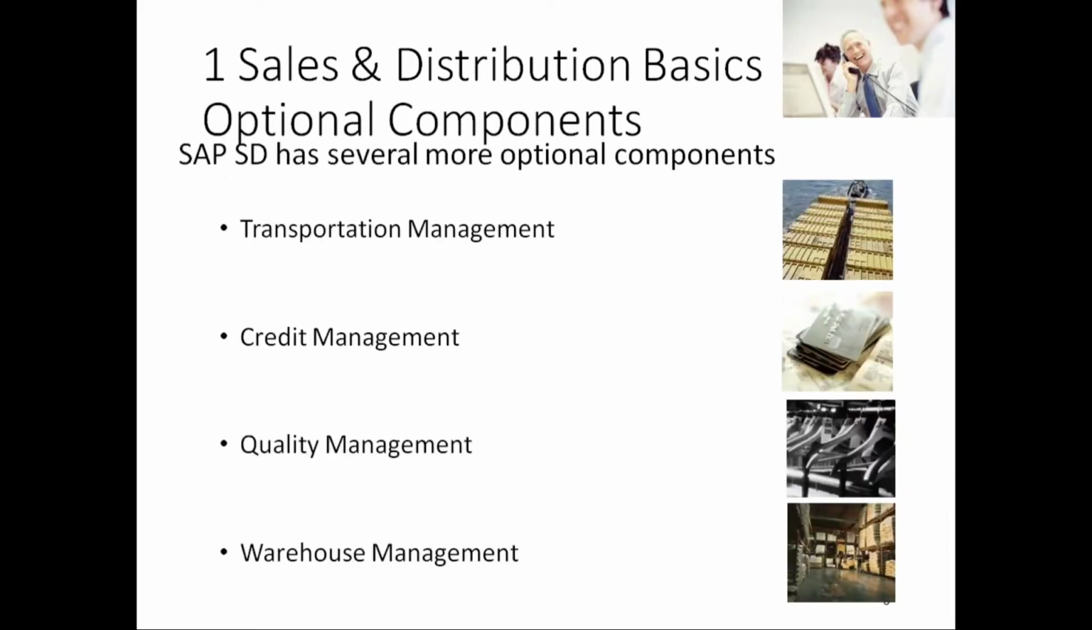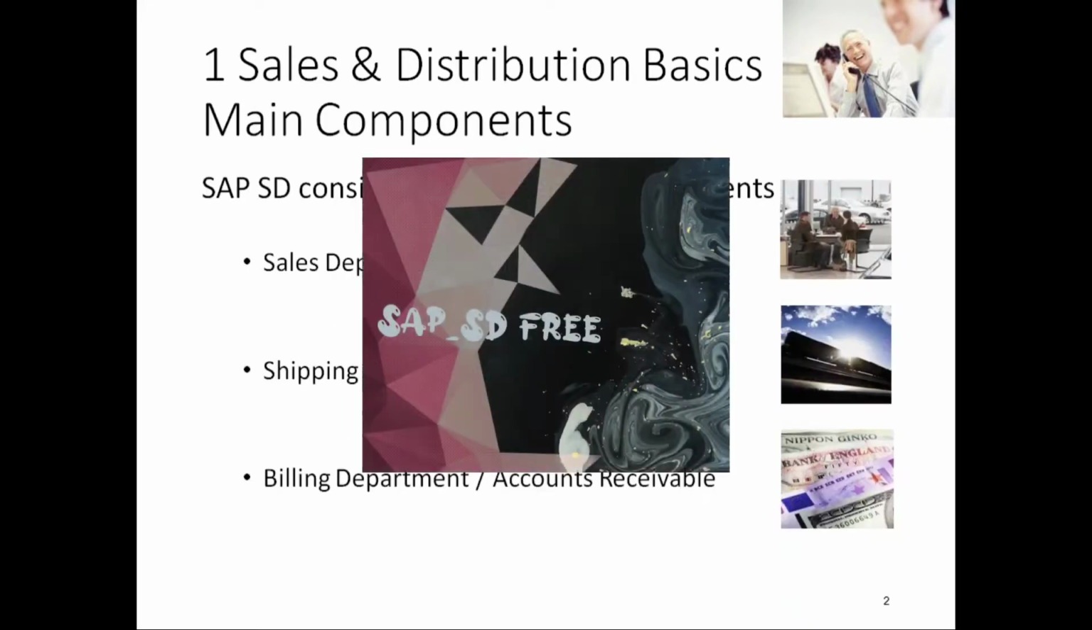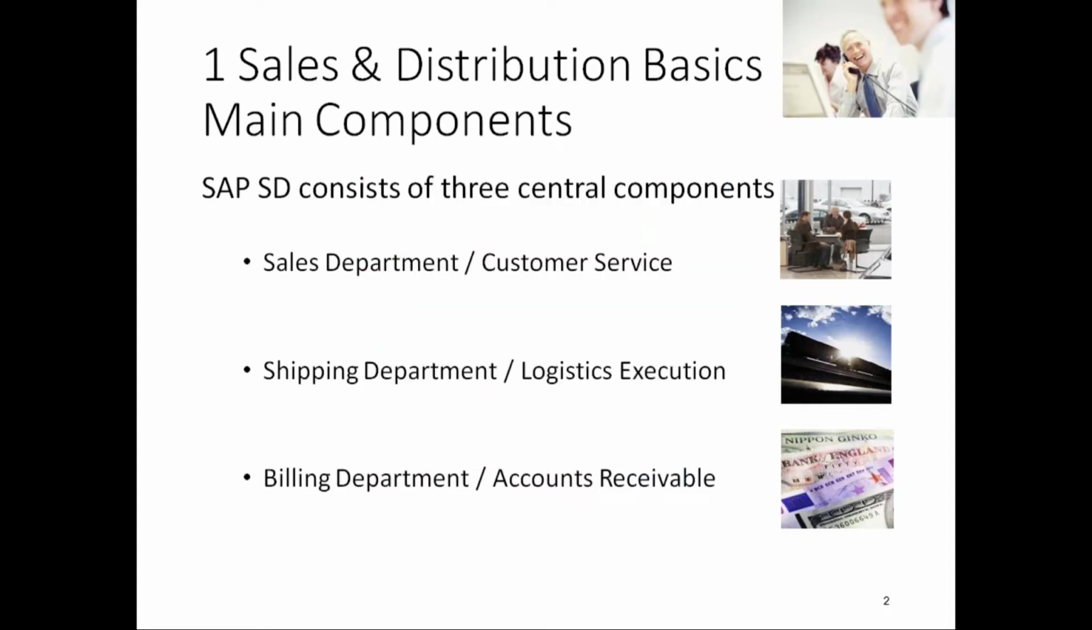Then there are optional components. These are all the mandatory ones. You should have a sales cycle, you should have shipping, you should have billing. The sales department is responsible for everything until the sales order creation: your inquiries, your quotations, and the creation of the sales orders. They will be talking to the customers and getting the sales done. It's part of their job, as they are mainly interacting with the customers.